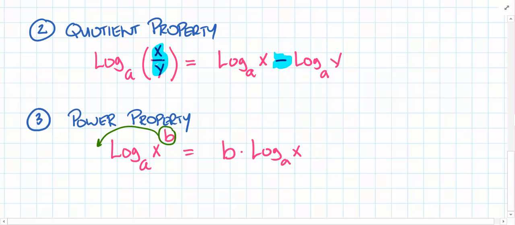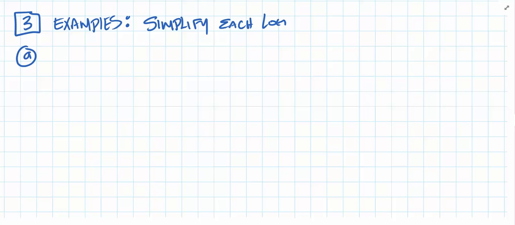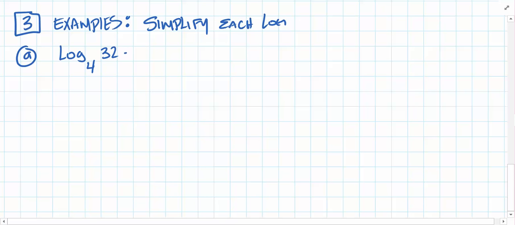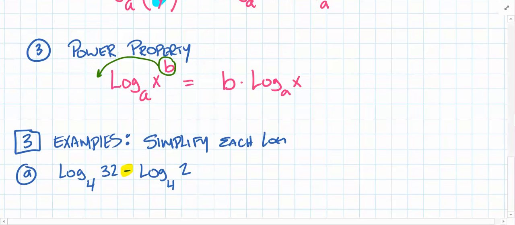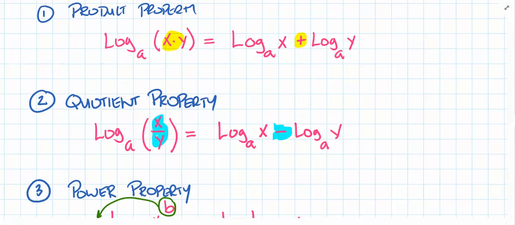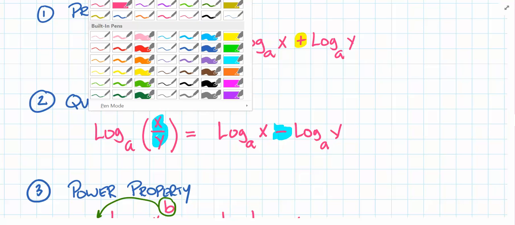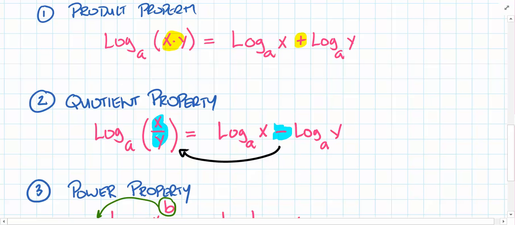Okay, here we go. Let's do a bunch of examples together where we're going to be simplifying the logarithm. So let's do A. What if I have log base 4 of 32 minus log base 4 of 2? Well, first of all, what do you notice? You notice that there is a subtraction sign between these two logarithms. So how can we simplify? Well, I'm going to choose to use which property? Yeah, the quotient property. It says that subtraction can be simplified by division. Okay, no big deal. Perfect.